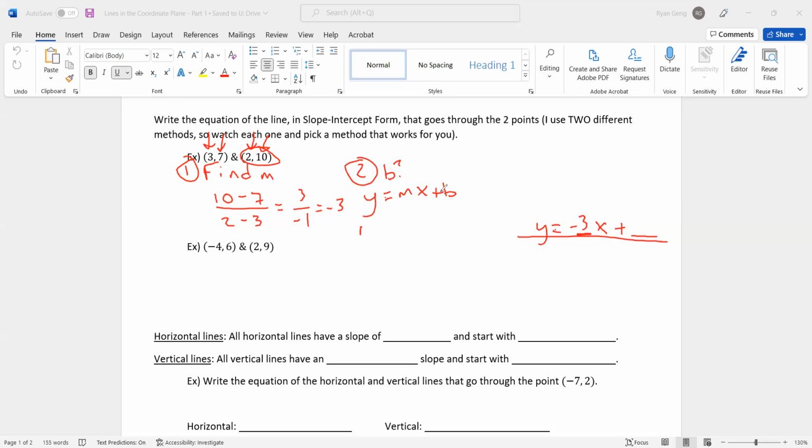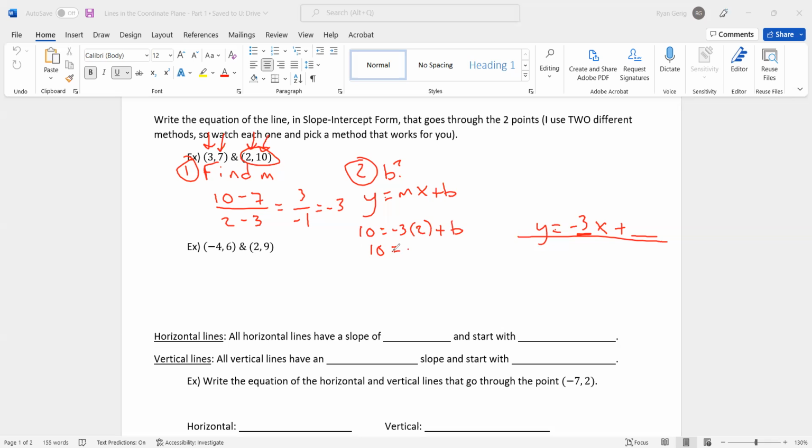10 is y, so I'm going to put 10 in for y. m we just found was -3. x was 2. And b is unknown. Right? If we knew b, I wouldn't be doing this work, because that's what we're looking for. We're looking for b. So now I just solve that equation.